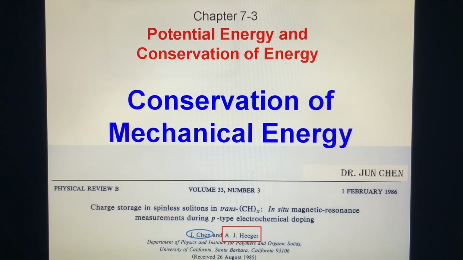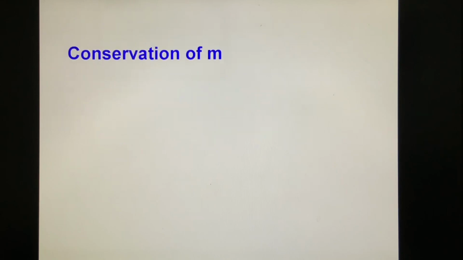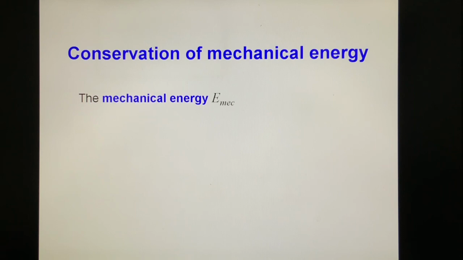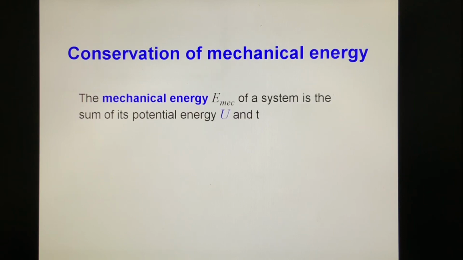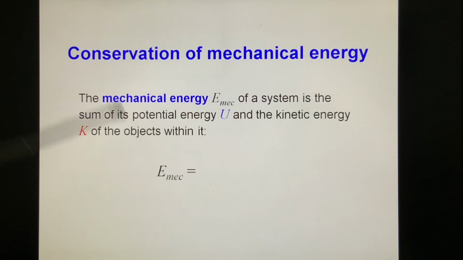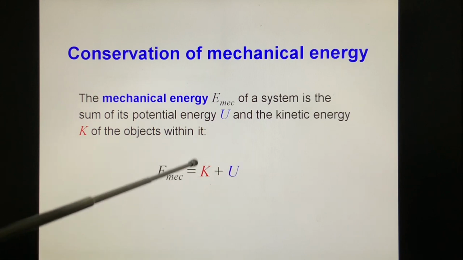Conservation of mechanical energy. The mechanical energy, E mechanical, of a system is the sum of its potential energy U and the kinetic energy K of the objects within it. So E mechanical equals kinetic energy plus potential energy U.